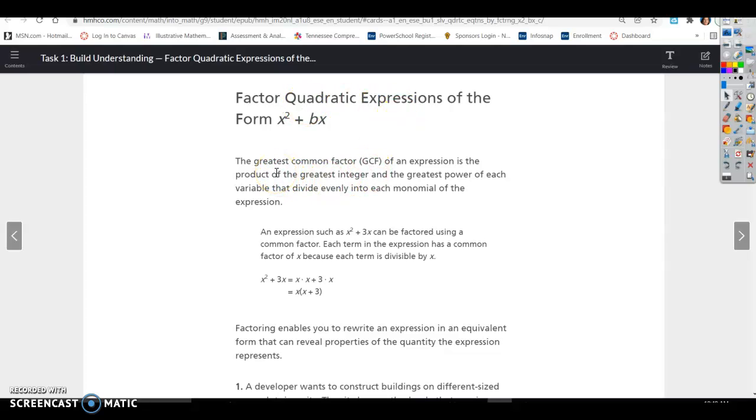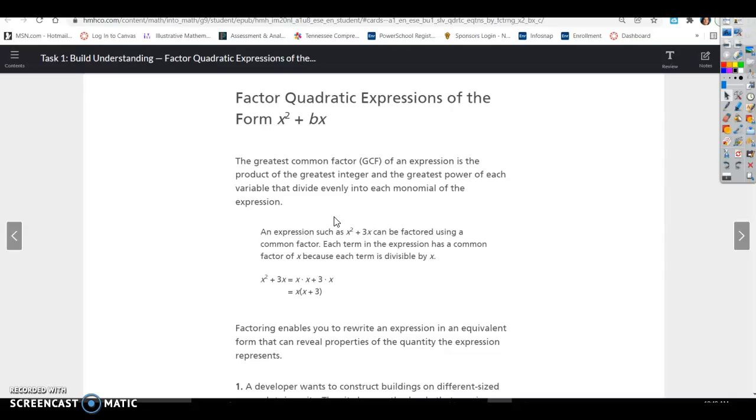All right, so the greatest common factor, GCF, of an expression is the product of the greatest integer and the greatest power of each variable that divide evenly into each monomial of the expression. An expression such as x squared plus 3x can be factored using a common factor. Each term in the expression has a common factor of x because each term is divisible by x.